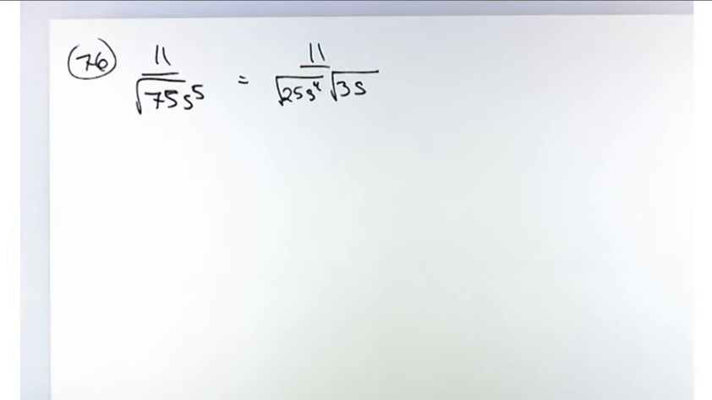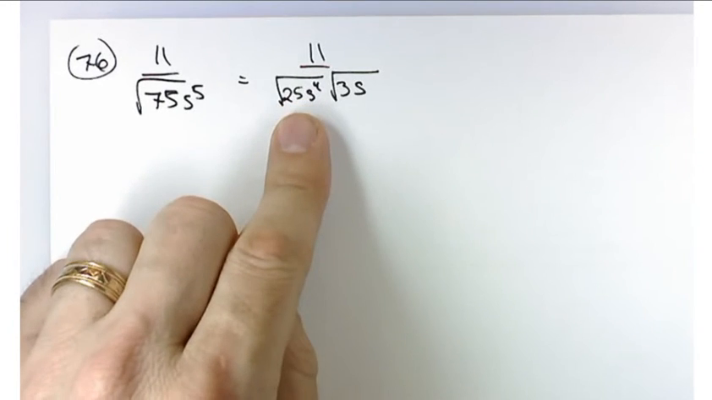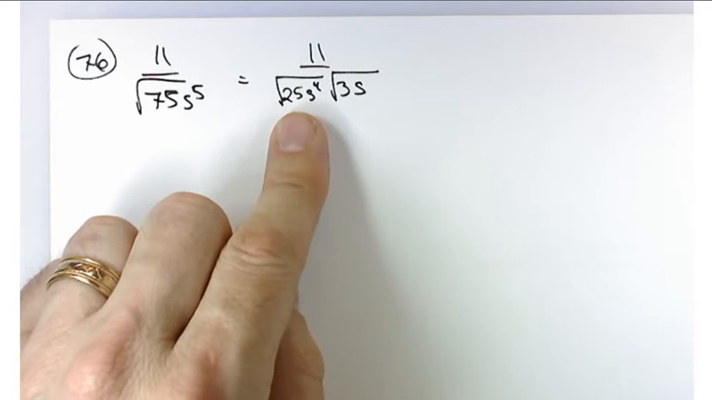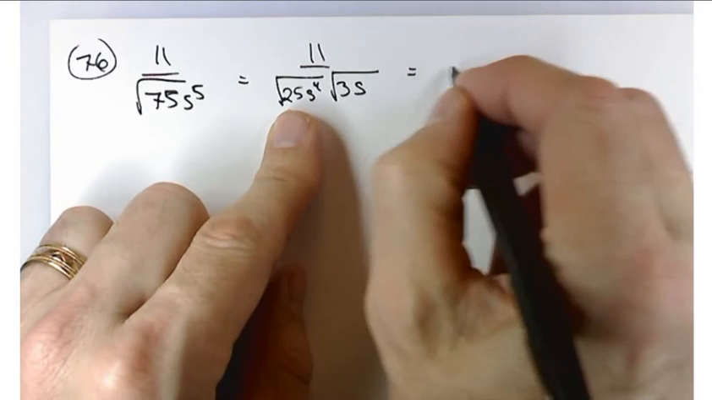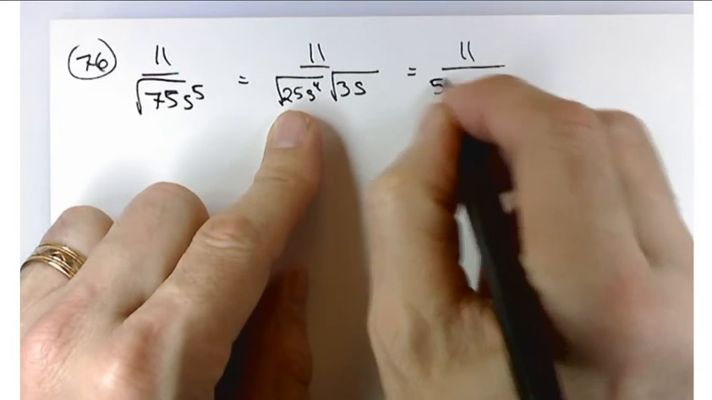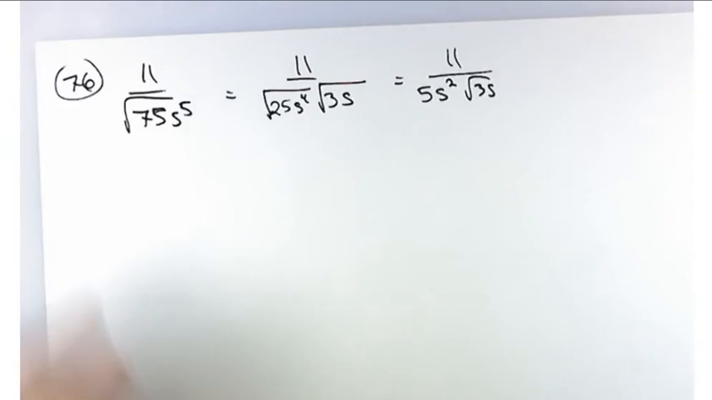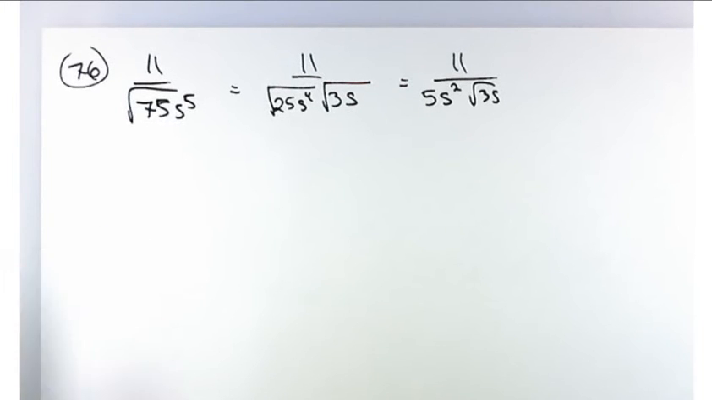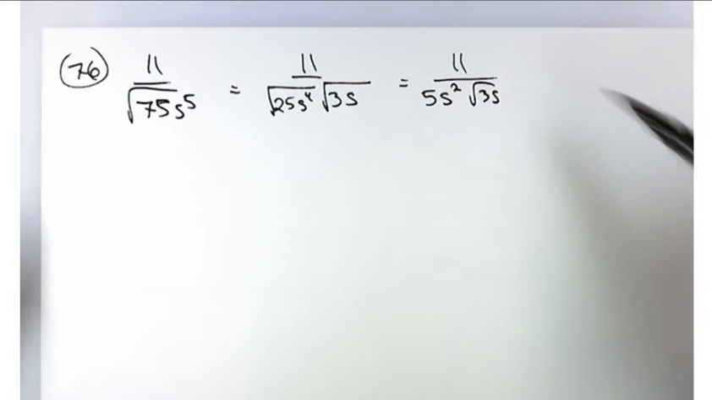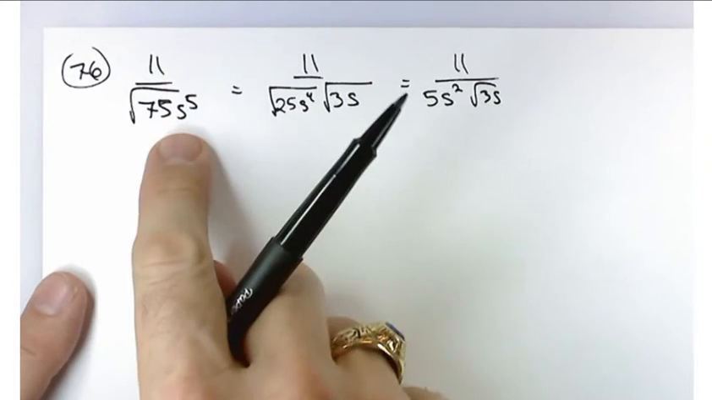Now it's going to work out pretty nice. What's the square root of that first term? 5s squared. Square root of 3s. So a lot simpler of a radical to deal with in the denominator. We still have to get rid of it from the denominator, but I think I'm going to be much happier doing it here as opposed to doing it here.